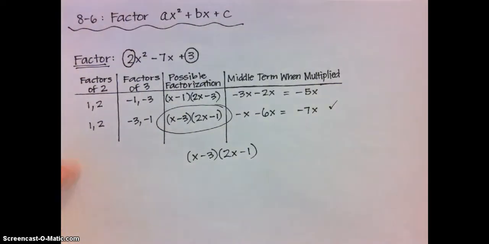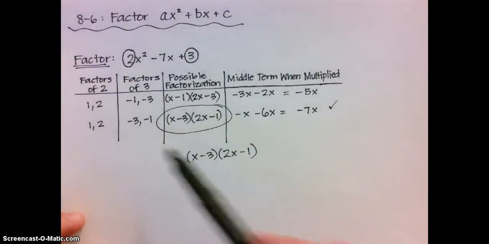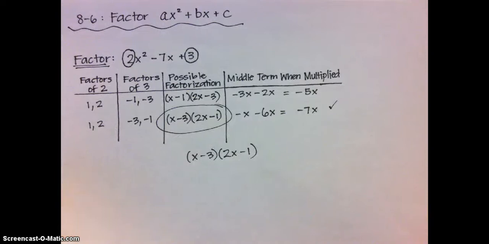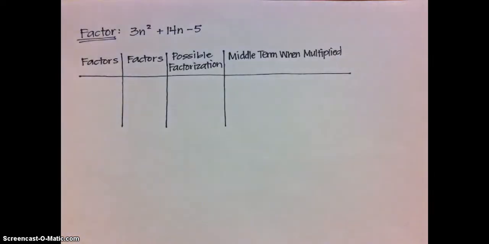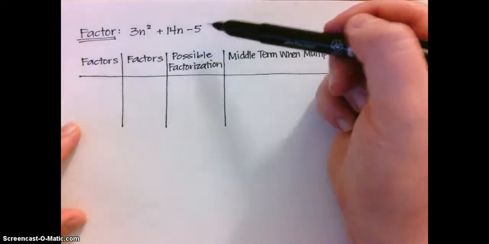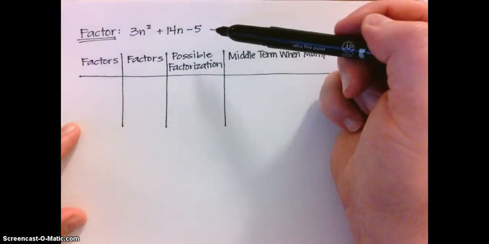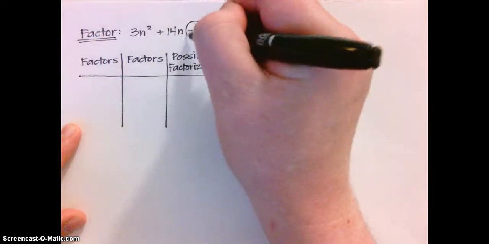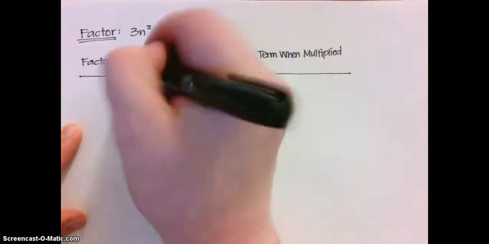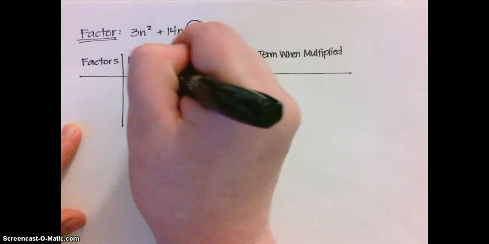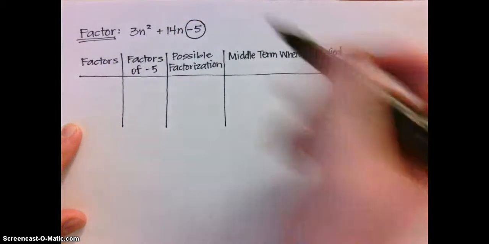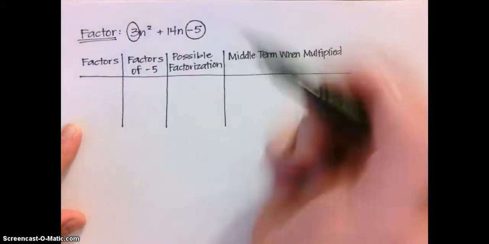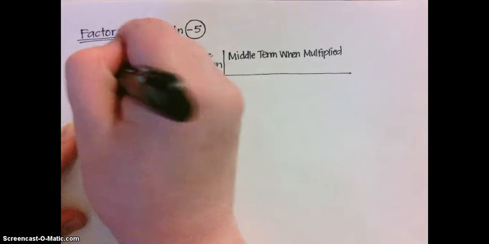All right? It's very important to take your time with this, to try to do it in a table, because things will get more complicated, like you'll see in our next example. So again, I want you to factor this new polynomial, 3n squared plus 14n minus 5. So I want to look for the different factors to get me negative 5. And then I'm also going to try to find the factors of the leading coefficient. This time it is 3.